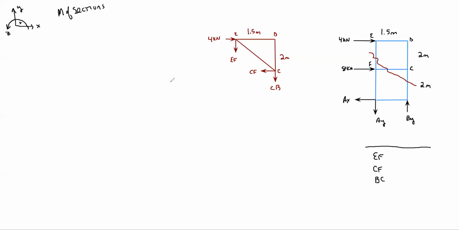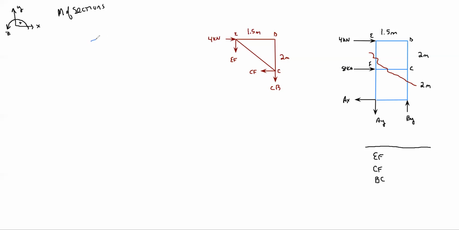All right, so let's see what we've got going on here. So we need CF and CB. If I take a summation in the X direction right now, I think we only have one unknown. So let's see what happens with that. Let me get a different color though. I don't really like that brown too much.